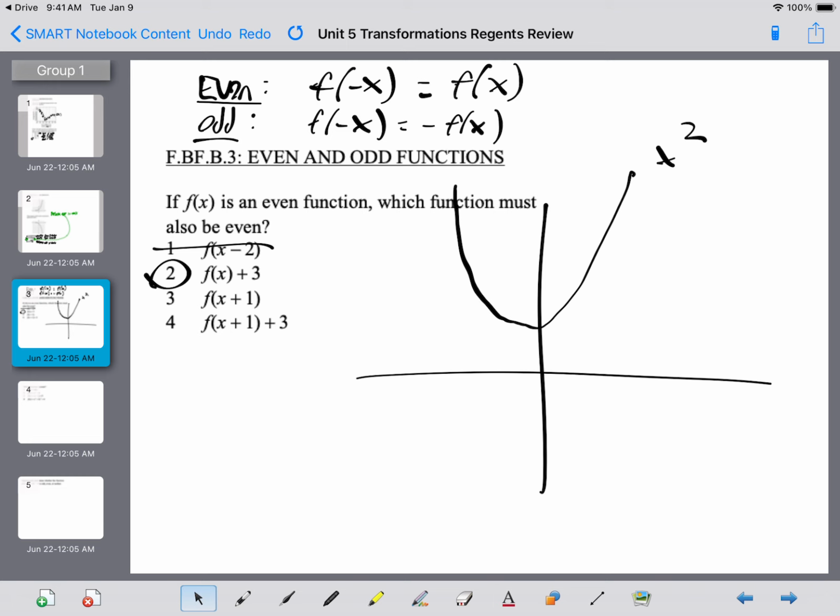In 3, that would be moving left 1, so it would no longer have symmetry over the y-axis. And then for 4, that would be shifting left 1 and then up 3. The up 3 doesn't change it, but the left 1 does. So it would only be that.